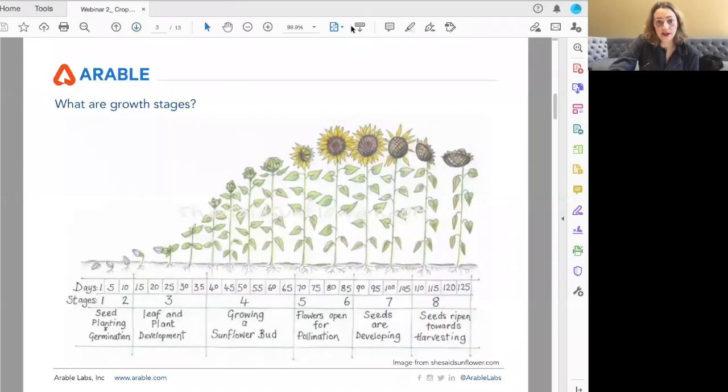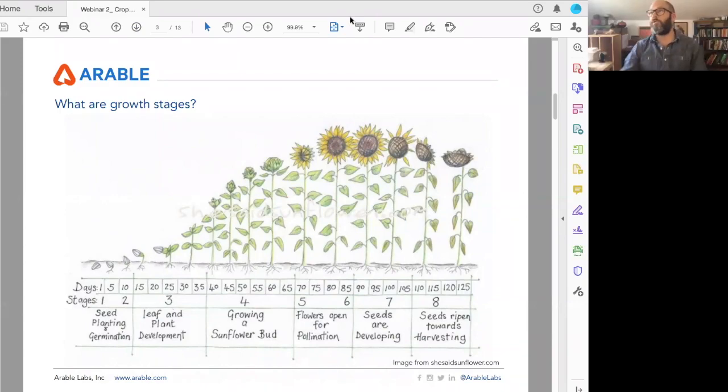So let me stop sharing. Adam, I thought it would be helpful to get an understanding of what growth stages are. All plants are different, but is there a basic way that someone new to this could think about what happens from emergence to the vegetative stage to the reproductive stage, and what's happening with the plant?